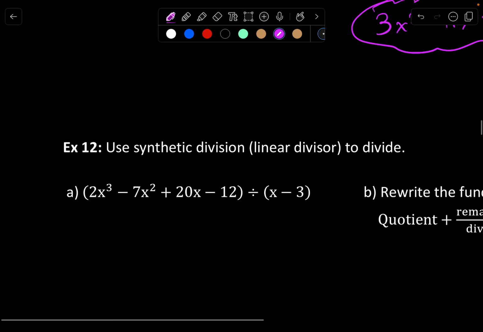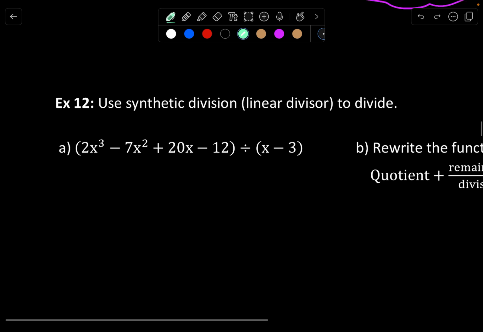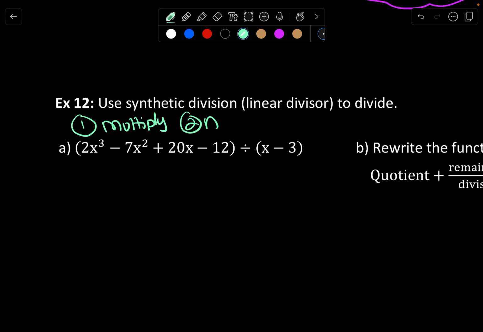Now, the process won't always take that long. This one says use synthetic division or linear division to divide. So now we're dividing with a divisor that is degree 1. So for synthetic division, just remember multiply, add, multiply, add, multiply, add.